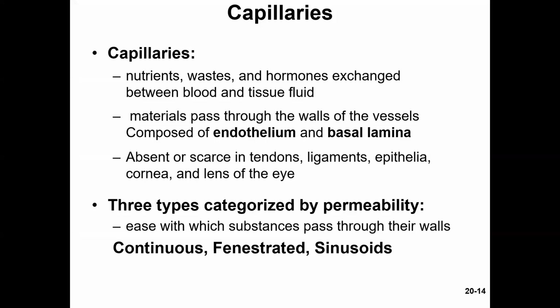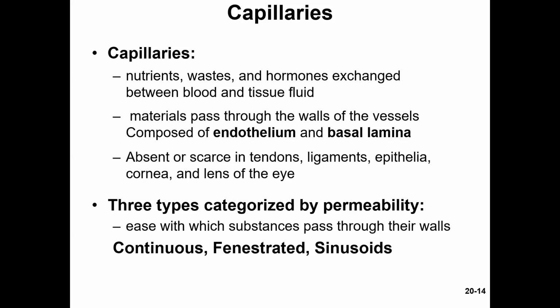So when we go into the capillaries, the smaller vessels, nutrients, wastes, and hormones are exchanged between blood and tissue fluid at this level. Materials will pass through the walls of the vessels composed of endothelium and basal lamina. Absent or scarce in the tendons, ligaments, epithelia, cornea, and lens of the eye.